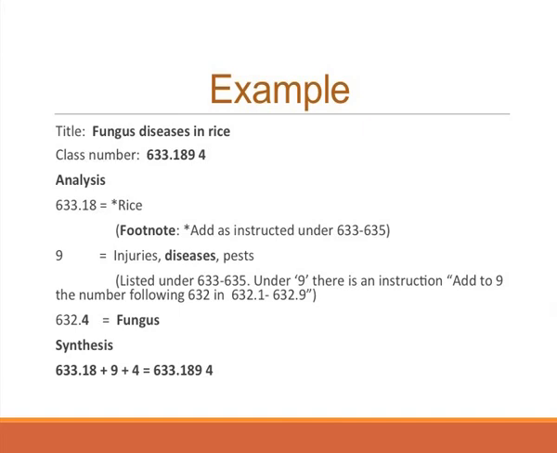This title has two aspects, fungus diseases and rice. The first thing we search for is the base number. Base number is the class number of the basic subject or concrete subject or most important subject dealt with in the document. Here rice is the most concrete subject. So, we first of all choose the right base number, because base number is like the foundation of a building. If we choose the right base number, our class number will be of good quality. Otherwise, if the base number is not correct, then our class number will be wrong. So, first thing we do is choose the class number of rice here.